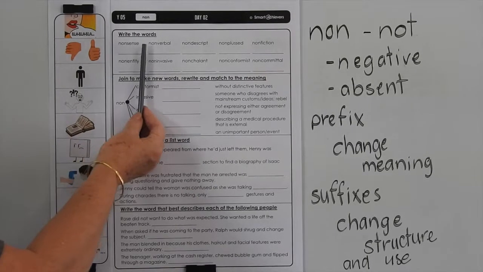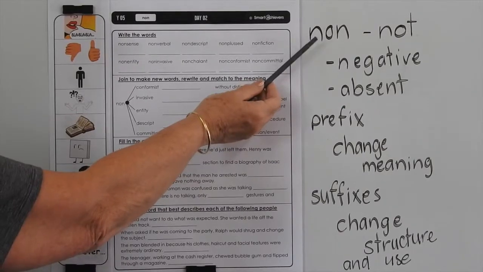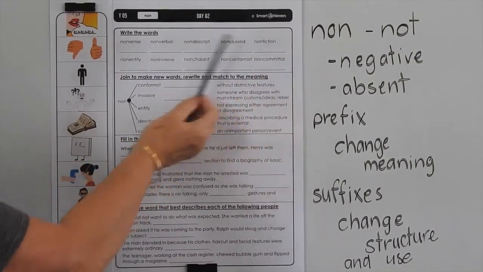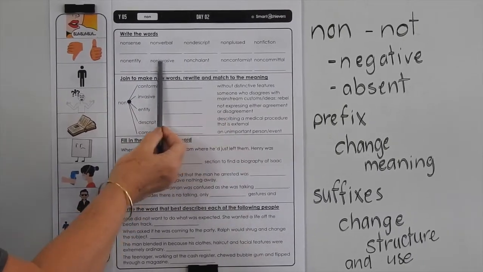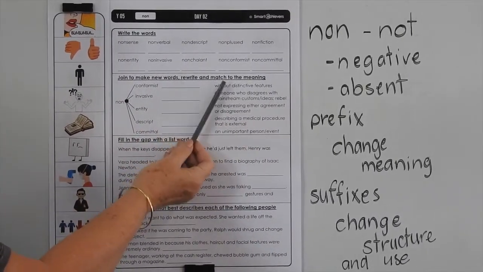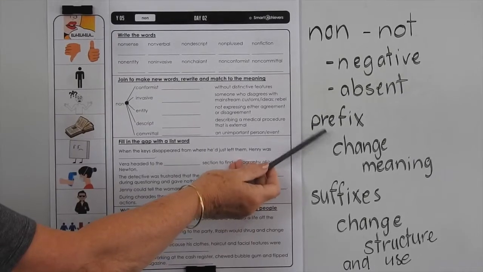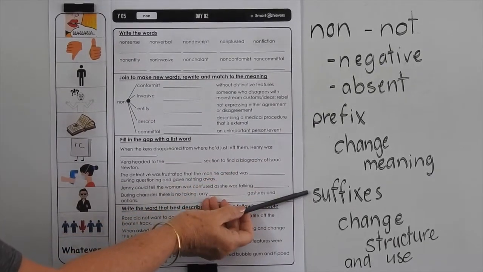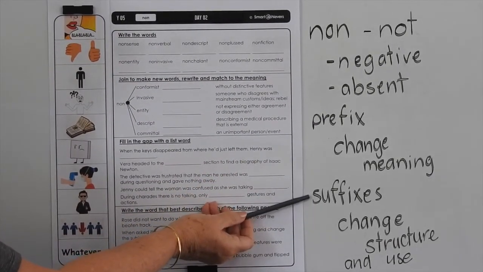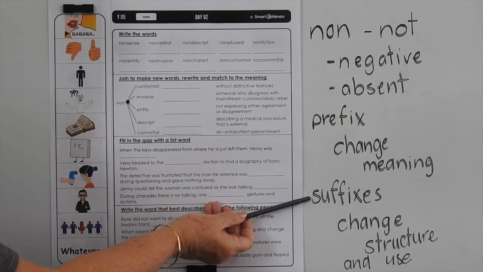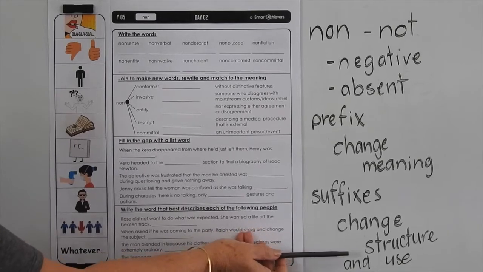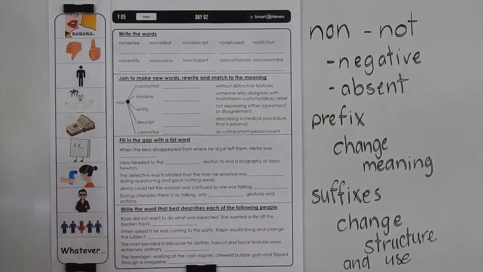In each of these words, we're adding the prefix non, meaning not, negative or absent. So it's going to change the meaning of these words to the opposite of what it means. So prefixes commonly change the meaning. Suffixes, which are word parts that we add to the end of words, often change the structure and the use of a word within a sentence.